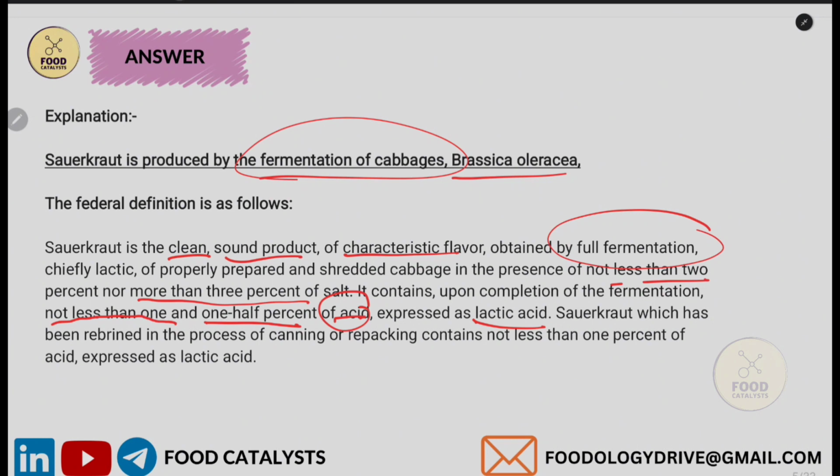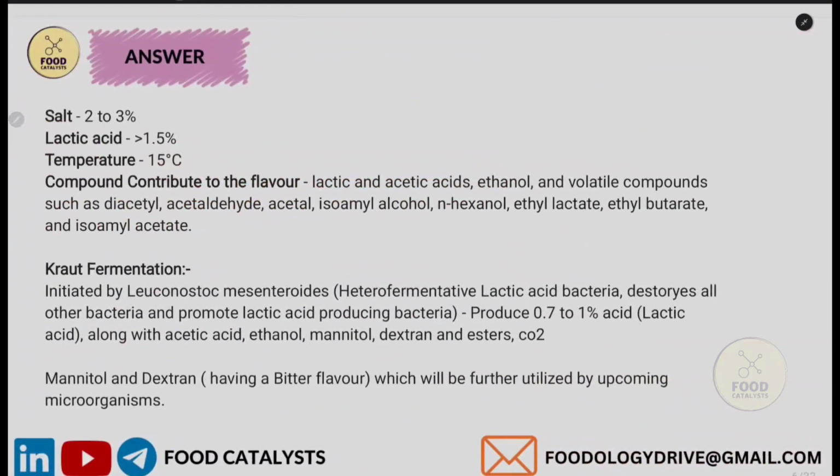So they have given 2 to 3% of salt, and the word is important, not less means more, right? So more than 1.5% of acid, which is lactic acid. And sauerkraut which has been rebrined, for example for a process of canning or repacking, should not contain less than 1% of such acid. That's it.